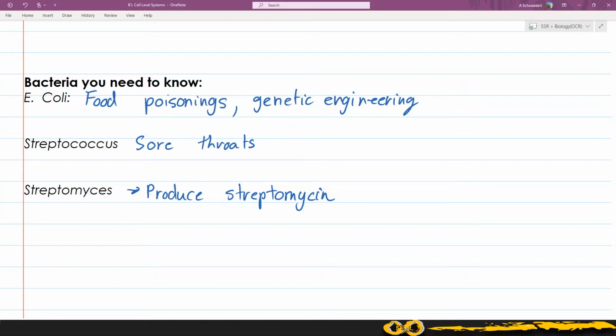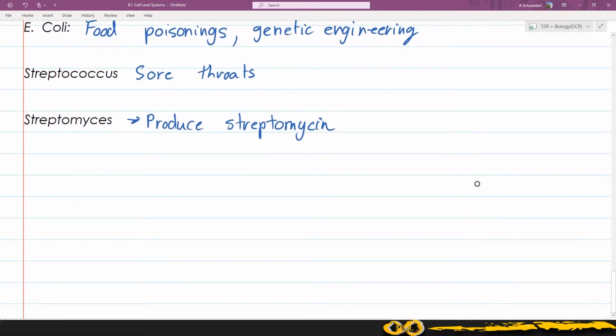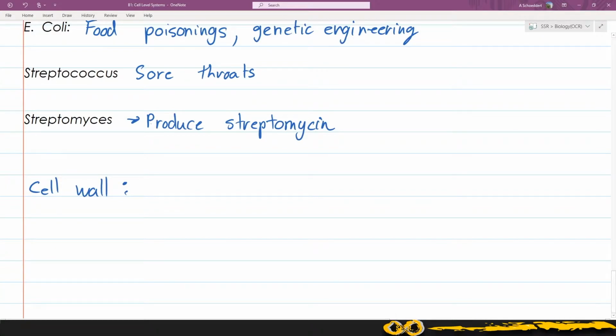Bacteria have some specific cell features that are different to the other cells. The first of these important features is a cell wall. In this case, it is more for protection than support, so it's a little bit different than the plant cell wall, and it's also made of a different material called peptidoglycan.